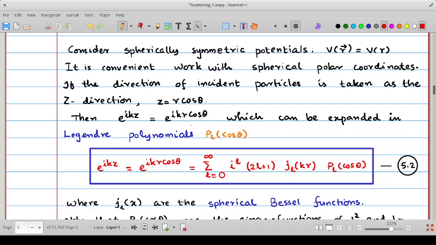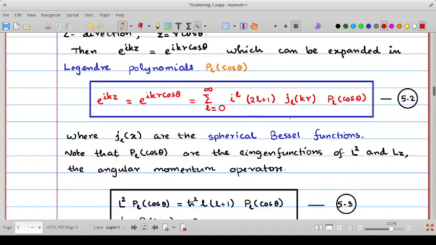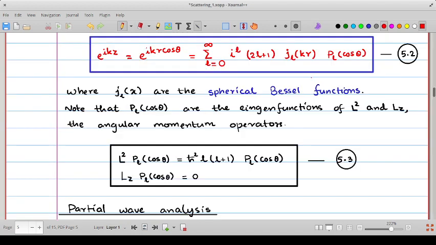And this can be expanded in Legendre polynomials P_L(cos θ), and it's given by equation 5.2. So e^(ikr cos θ) equals the sum over L running from 0 to infinity of i^L (2L+1) j_L(kr) P_L(cos θ). Now j_L(kr) are the spherical Bessel functions. We also note that the Legendre polynomials P_L(cos θ) are eigenfunctions of the angular momentum operators L² and L_z, with the eigenvalue equations given as L² acting on P_L(cos θ) is ħ² L(L+1) times P_L(cos θ), and L_z acting on P_L(cos θ) is 0.